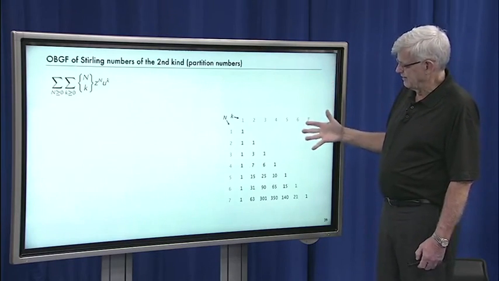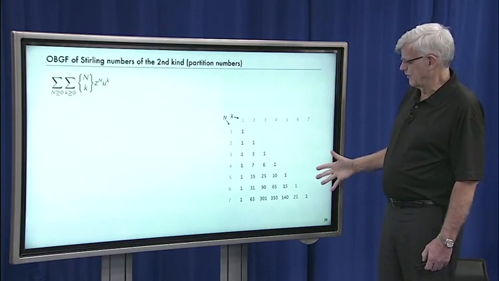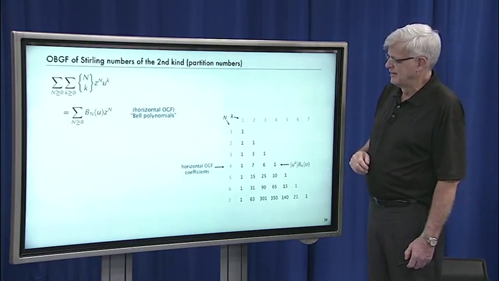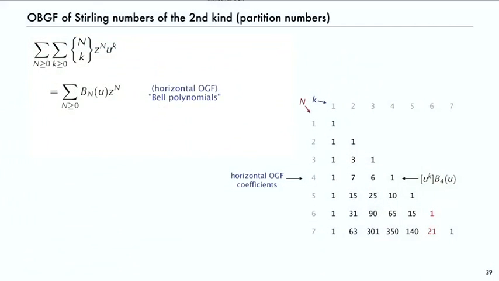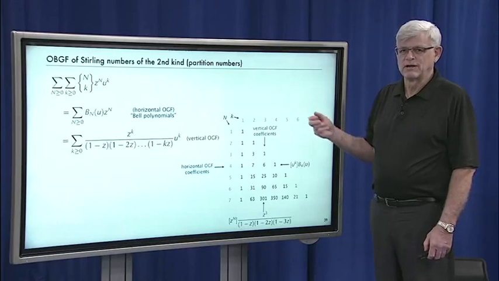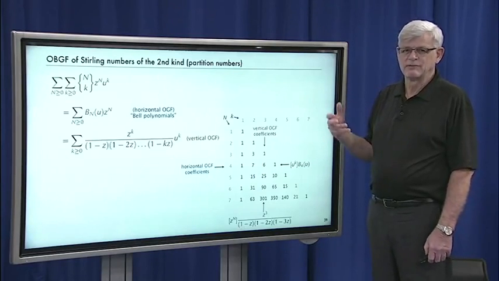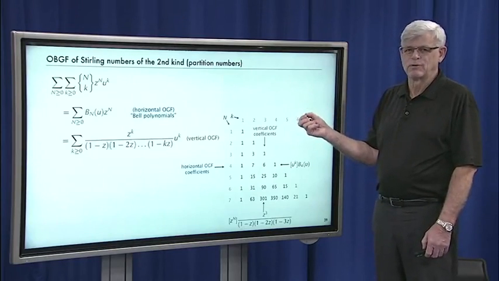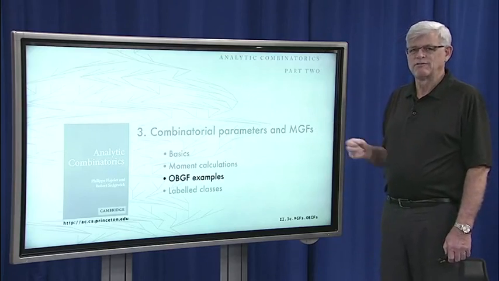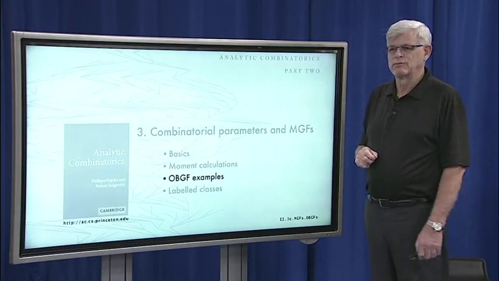And just the Stirling numbers of the second kind, these are the frequencies that we observed. And again, they're very well studied. The horizontal OGF is known as the Bell polynomials. The vertical OGF is the one that we just determined. Okay, these are the Stirling numbers of the second kind. And we don't have explicit expressions for them, but we'll see them again. So that's several examples of ordinary bivariate generating functions studied with the symbolic method.